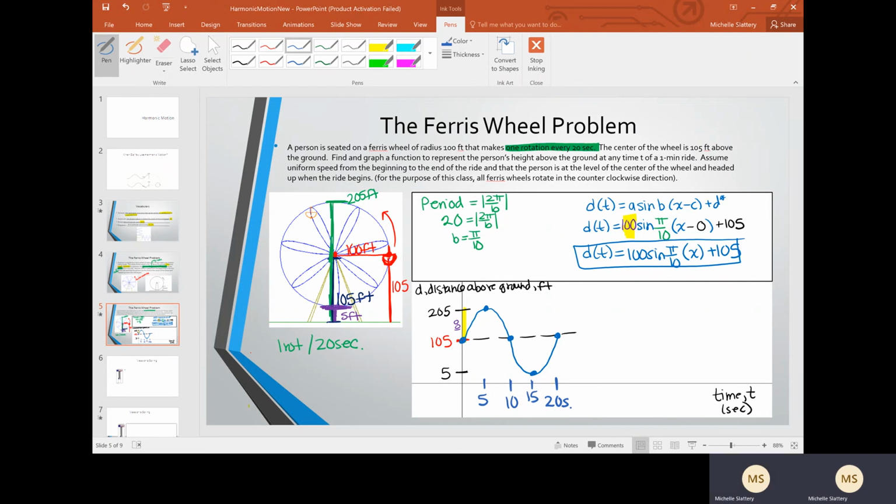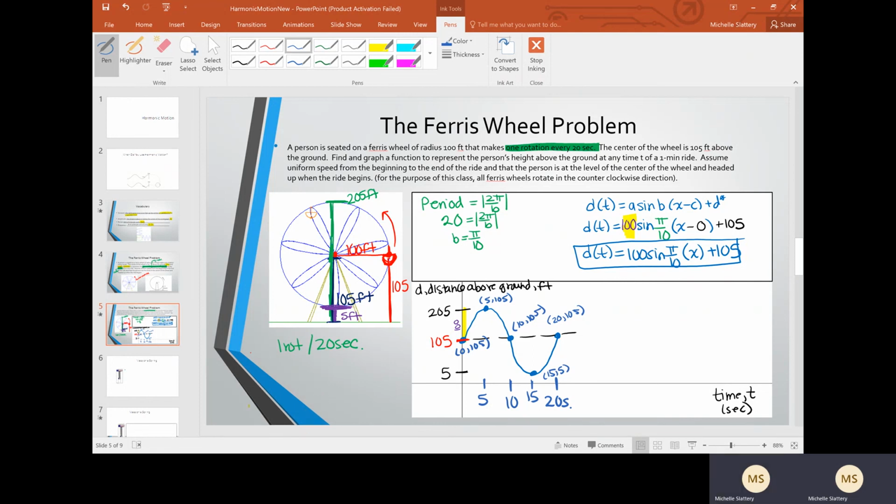So we're going to label one period of points. So here I have this point is going to be at 20, 105. And then my low point here is at 15, 5. My middle point here is at 10, 105. My maximum point is at 5, 205. And then my first point is at 0, 105. And so you just have to label one period of points. You don't need to label anything else.